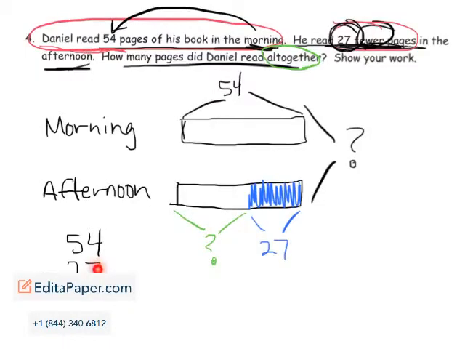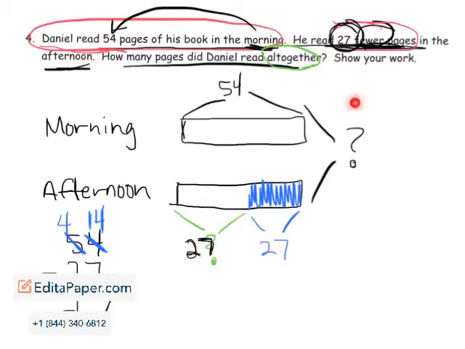And we can see we're going to have to do some unbundling because we don't have enough ones to take away 7 ones. So we're going to unbundle one of these tens. That's going to leave us with 4 tens. And it means now we're going to have 14 ones instead of just 4 ones. And now 14 minus 7 is 7. And then 4 tens minus 2 tens is 2 tens. So now we can see that in the afternoon he read 27 pages. It's kind of a coincidence that the two numbers are 27. So he read 27 pages in the afternoon.